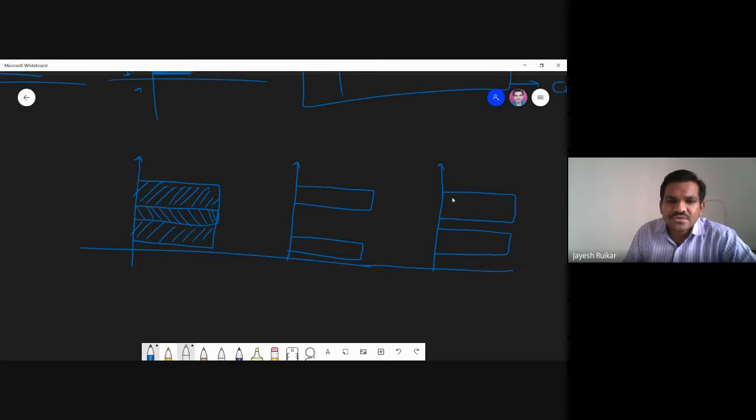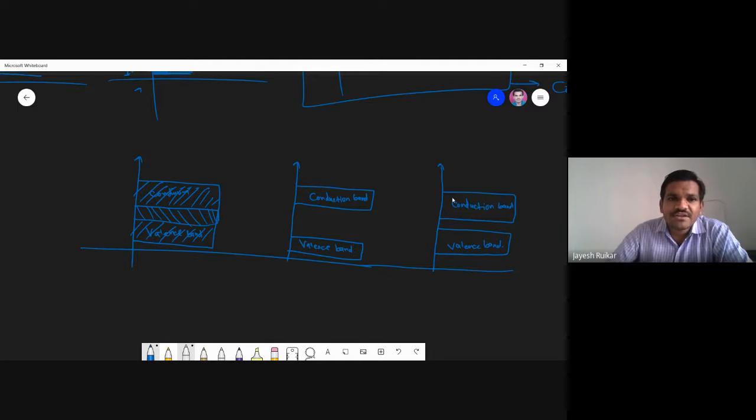I will give this as the conduction band. This is my conduction band, and this is also a conduction band. The lower one is called the valence band, because it contains valence electrons, that's why it is called the valence band. This is also a valence band, and this is also my valence band.